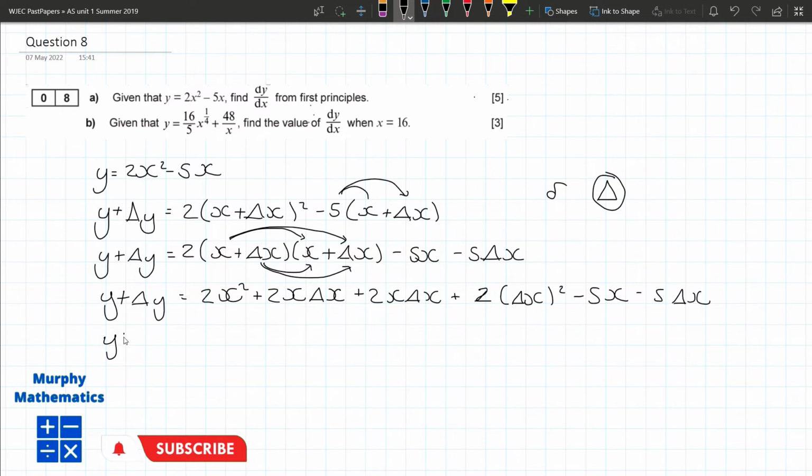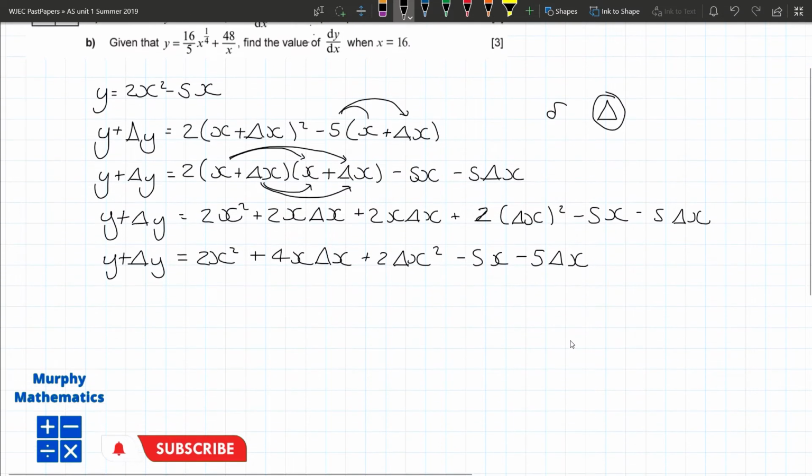So I'm going to collect like terms. I've got y plus delta y equals 2x squared plus 4x delta x plus 2 delta x squared minus 5x minus 5 delta x.